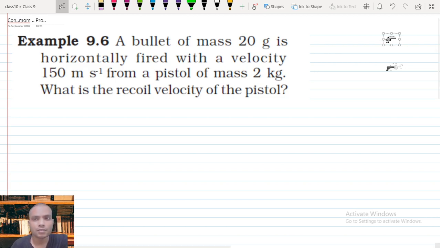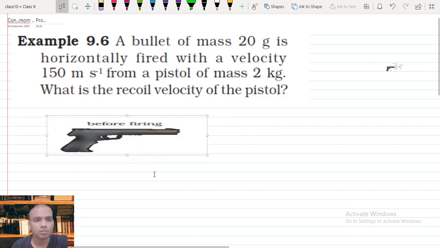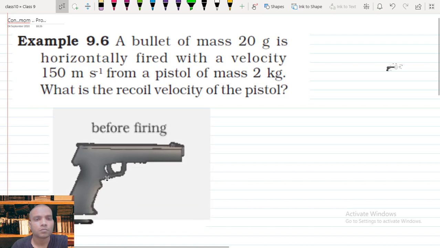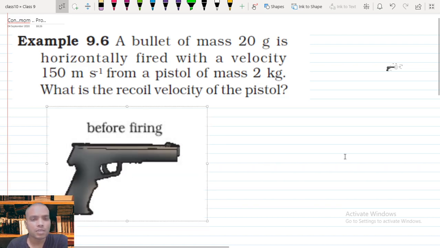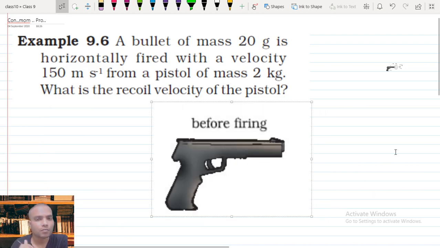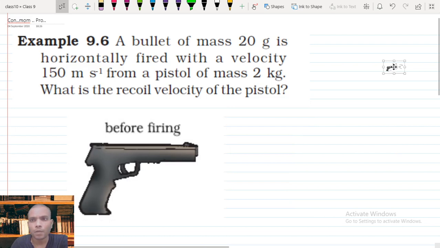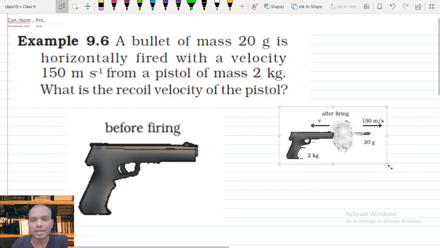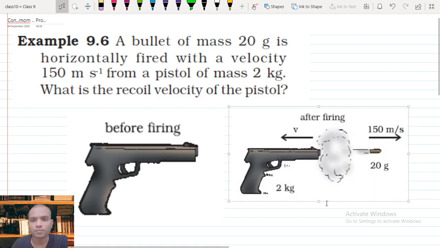So the situation is like that. So let's take a pistol. So this is a pistol. So this pistol contains a bullet, and the bullet is fired, and they are given the velocity of the bullet. So what happens after firing? After firing, the bullet moves forward and the pistol moves backwards. So that we call as recoil velocity.